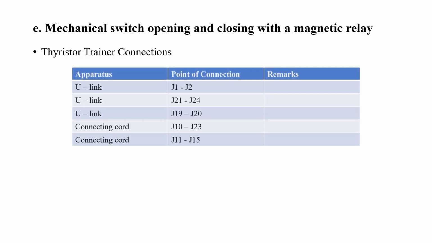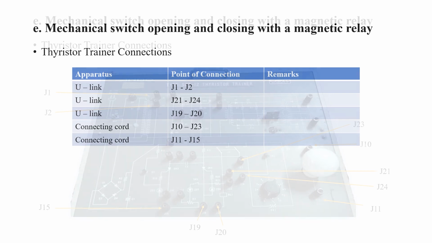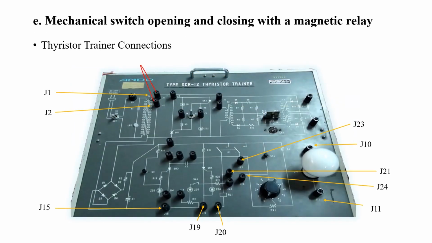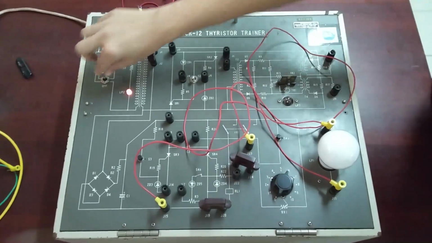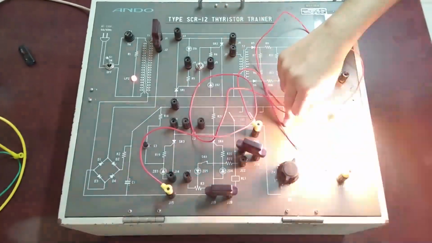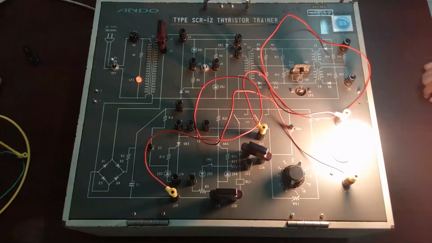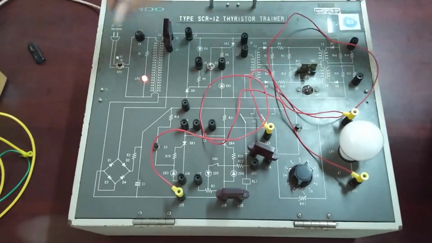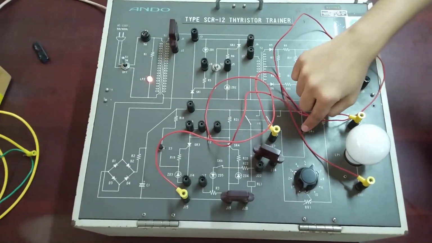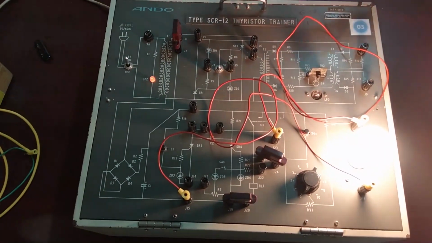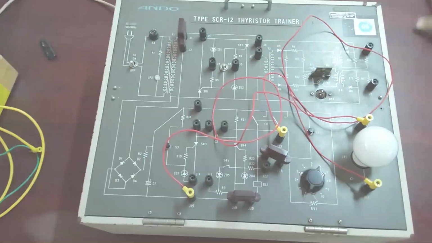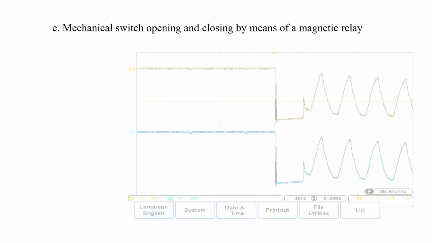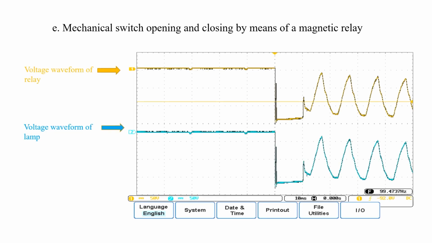Here you can see the junction connections and the connection diagram on top of the trainer kit. Finally, this is the practical demonstration for part E. Now you can pause the video and analyze these graphs.